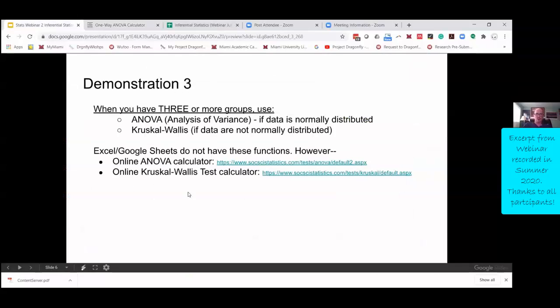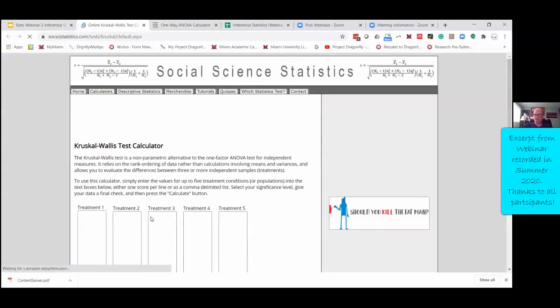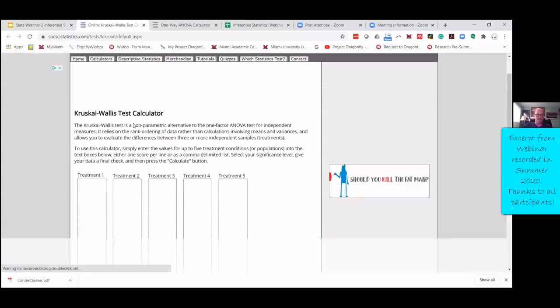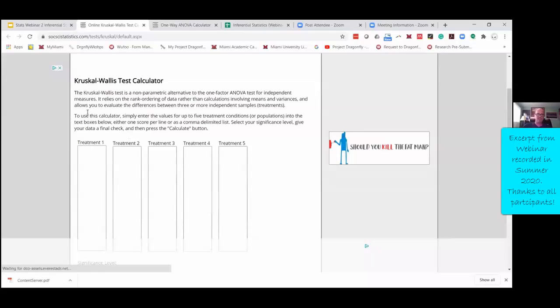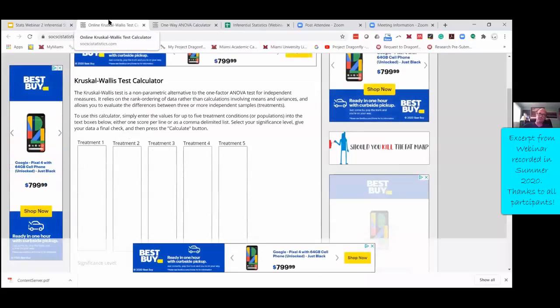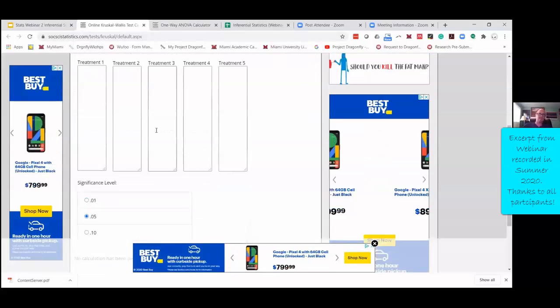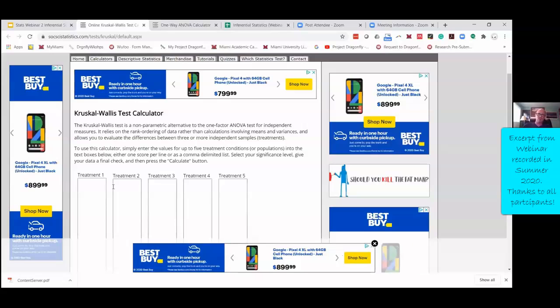Also, if your data was not normally distributed, there is a Kruskal-Wallis calculator. I'm not going to run this one due to time, but look at it. It looks exactly the same setup as the ANOVA, but this is for when you don't have normally distributed data. It's just going to tell you whether these three groups are significantly different or not, or five groups, however many groups you have. Okay.